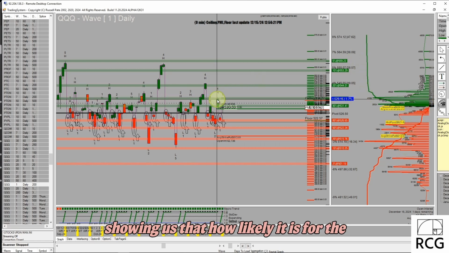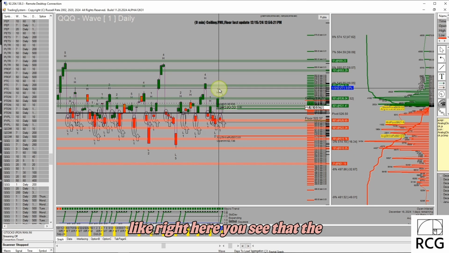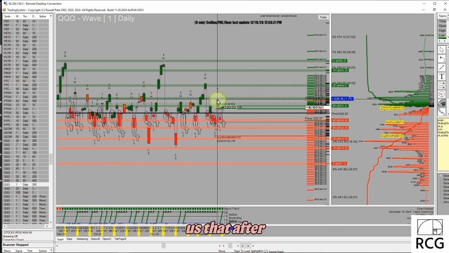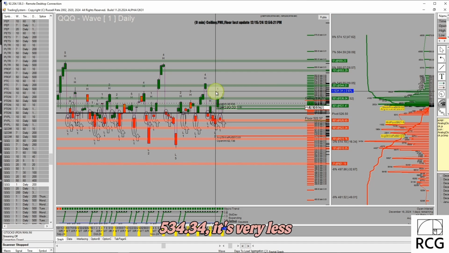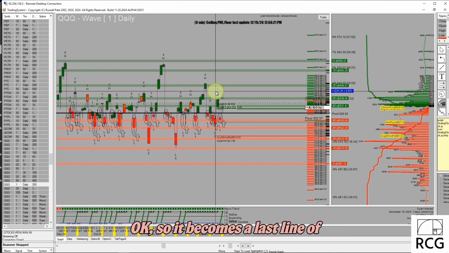Then we have the red frequency right here and the green frequency right here. It's showing us how likely it is for the price to reach that area. Right here you see that the frequency is flat, so it's showing us that after 534.34 it's very unlikely for the price to cross it. So it becomes an outlier price, the last line of defense.